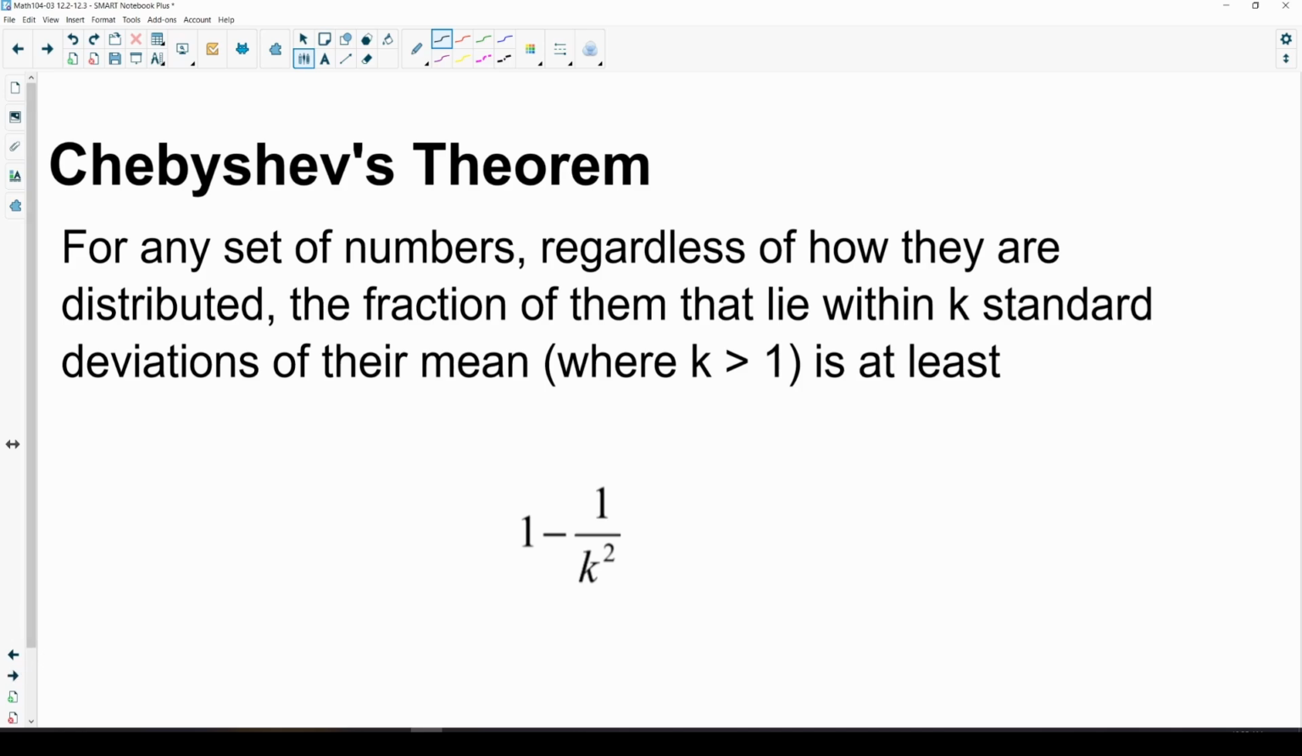So we have something called Chebyshev's theorem. Chebyshev's theorem: for any set of numbers, regardless of how they are distributed, whether it's symmetric, whether it's non-symmetric, whether it's uniform, the fraction of them that lie within k standard deviations of their mean, where k is bigger than 1, is at least 1 minus 1 over k squared. Well, what does that mean?